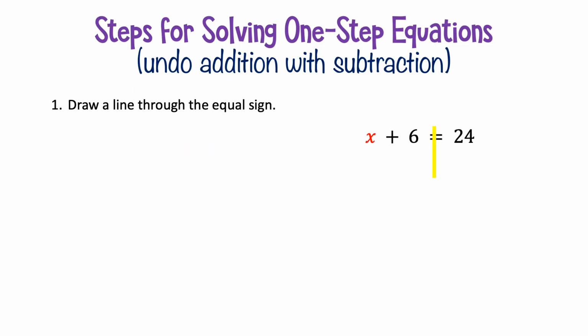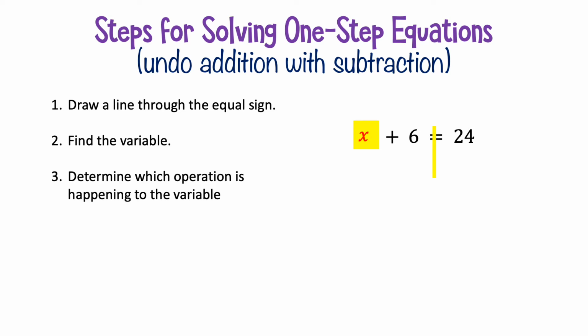The first step is to draw a line through the equal sign. This helps us to make sure we're working on the correct side of the equation. Next, we highlight our variable, or we can find our variable. We always want to make sure that we look to see what it is that we're trying to solve for. We're trying to solve for x, so we look at whatever's next to x in order to undo the operation. We determine which operation is happening to the variable.